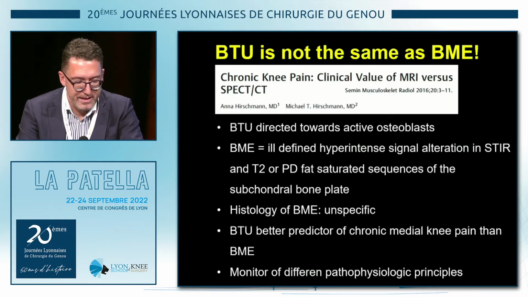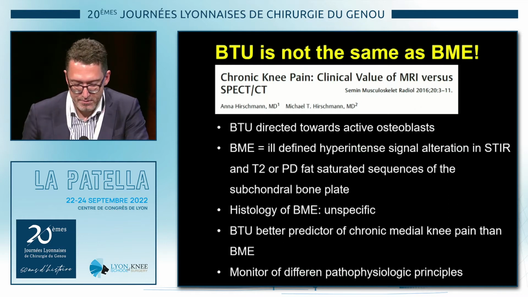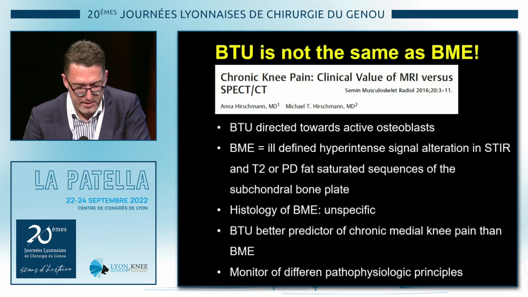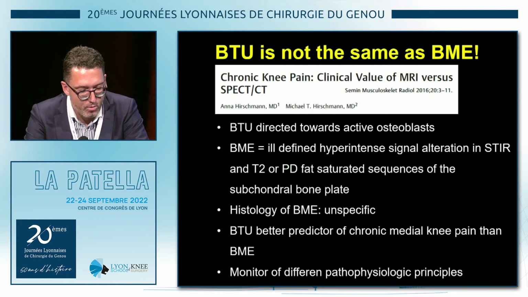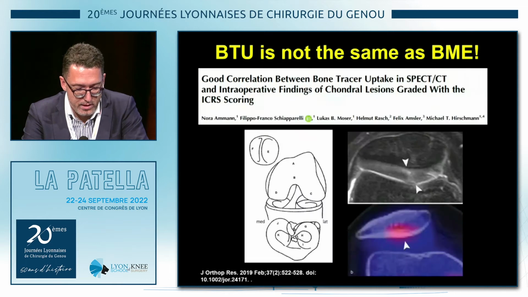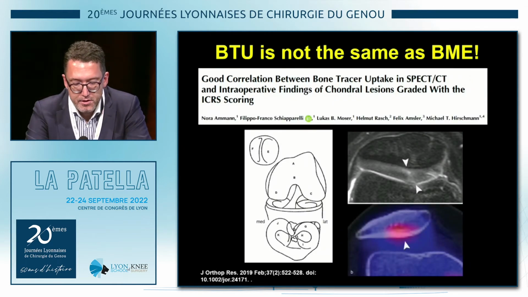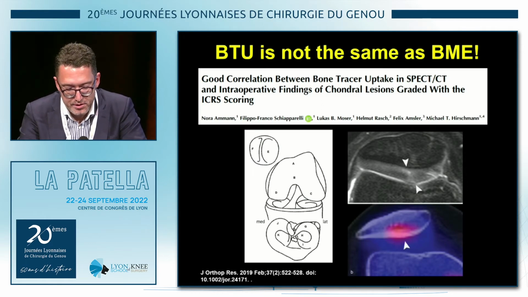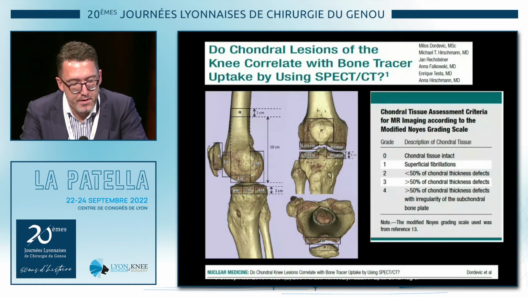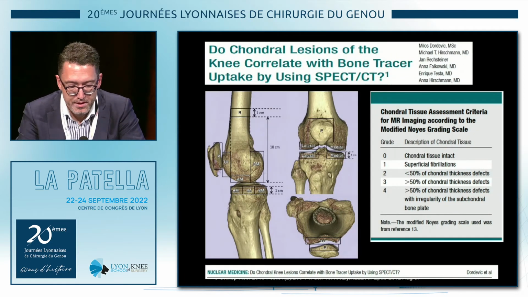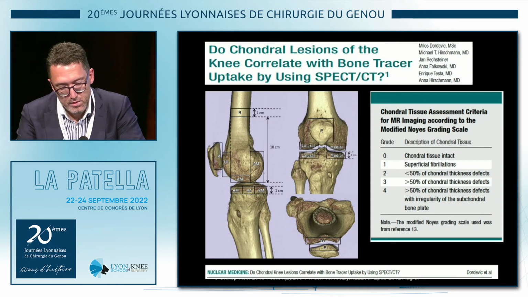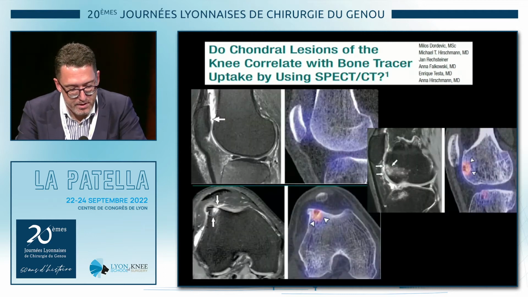So BTU is a better predictor of chronic medial knee pain, which was established in a paper by my wife and myself, and also by Florian Buck from Balgrist. There is also a good correlation of the BTU patterns with chondral lesions. We could establish that the BTU pattern is increased with a more severe chondral lesion. And this was done with imaging, and also with macroscopic information.